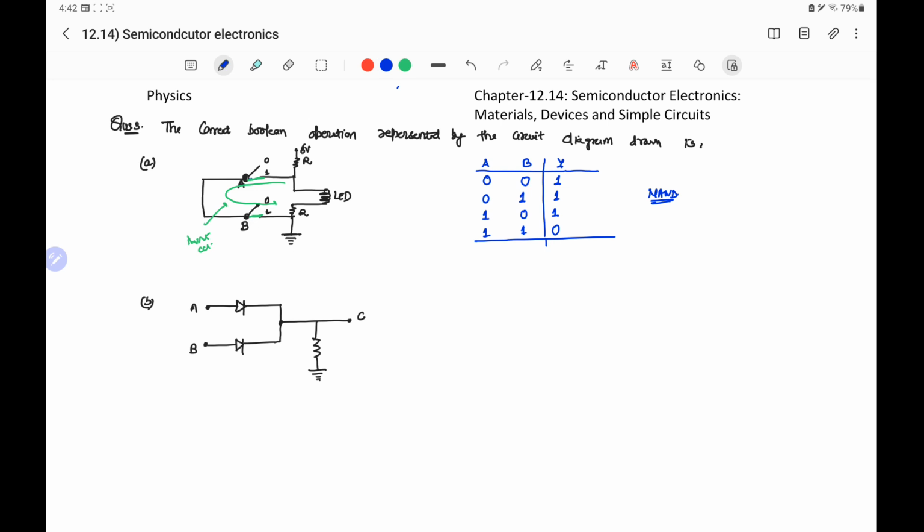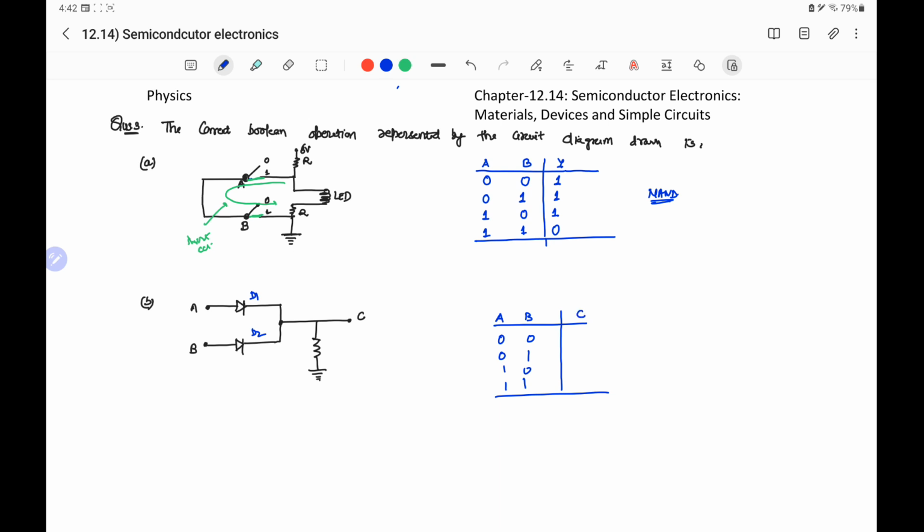Part B is, there are the two inputs A and B which are applied to the two junction diodes D1 and D2. The combinations of two inputs are 0 0, 0 1, 1 0, 1 1. That means voltage at the terminals A and B may be 0, that is low voltage or 0 voltage, or it may be 1, that means high voltage or 5 volt. Then we have to find the output voltage.